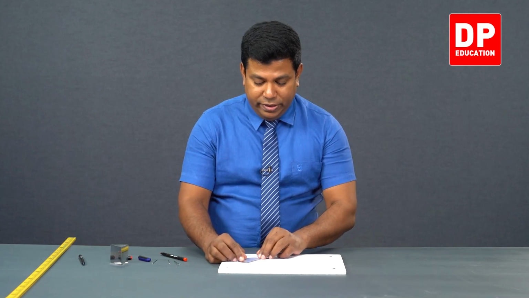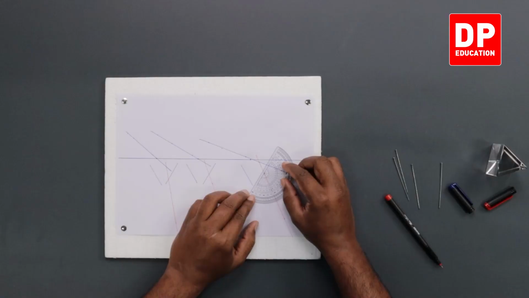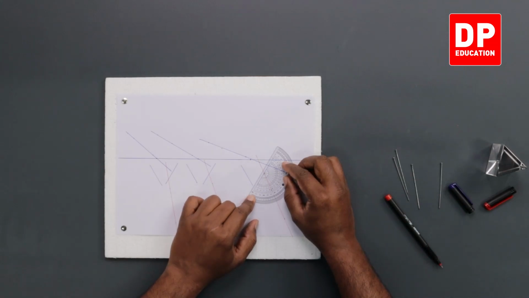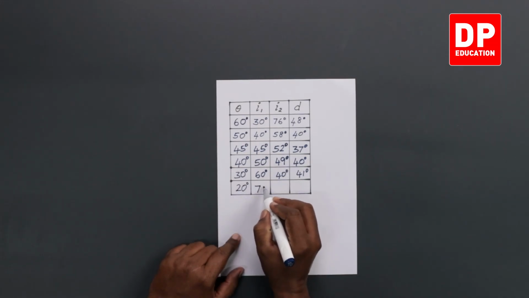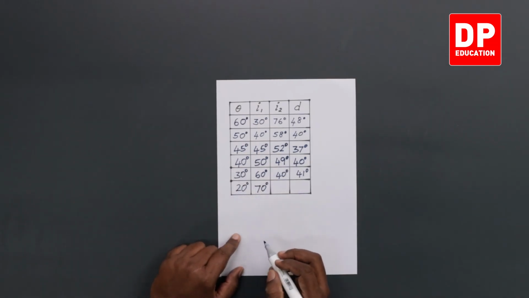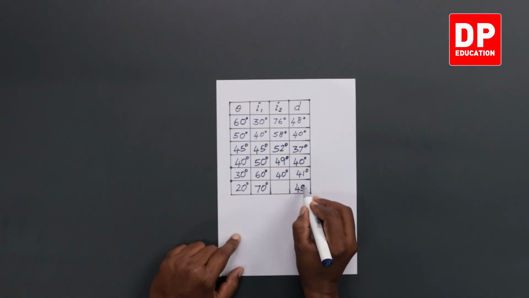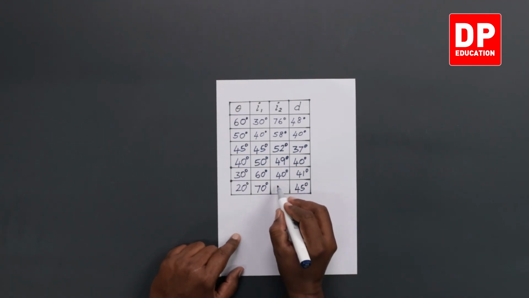Also, let's measure the emergent ray's angle. With the side of the prism, it makes an angle of 55, which means with the normal 35. I2 is 35 and the deviation is 45. Let's mark this on the table. So now we got a theta of 20, I1 of 70 and the deviation was 45 degree and I2 35 degree.